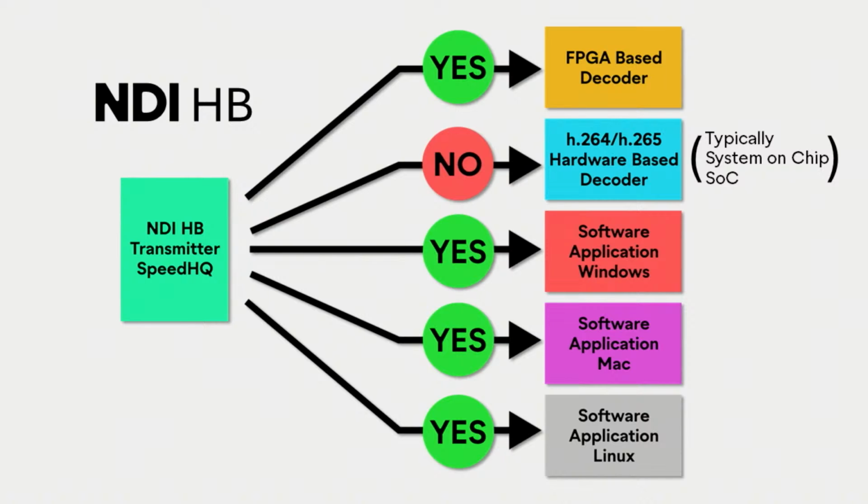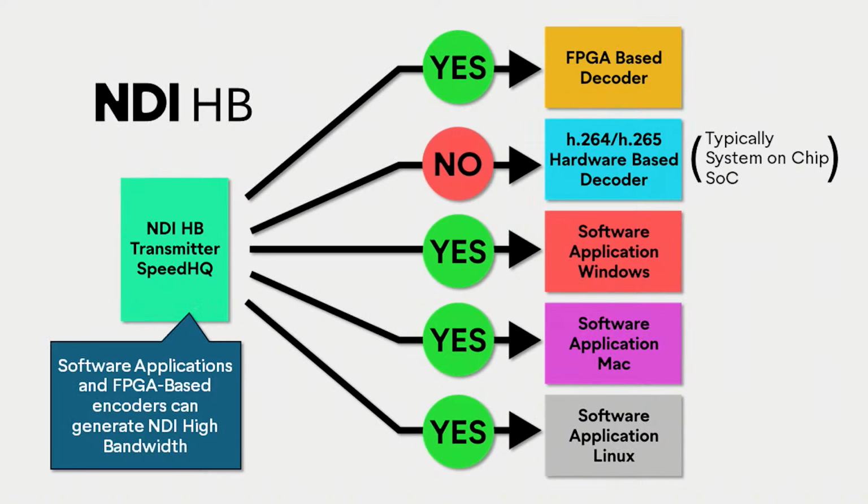As I said before, it is based on the Speed HQ codec. A software application or an FPGA-based hardware encoder can generate NDI High Bandwidth, and NDI High Bandwidth can be decoded by, again, an FPGA-based hardware decoder or by a software application running on Windows, Mac, and Linux. Hardware codecs, typically integrated on a system on chip, cannot encode or decode NDI High Bandwidth.